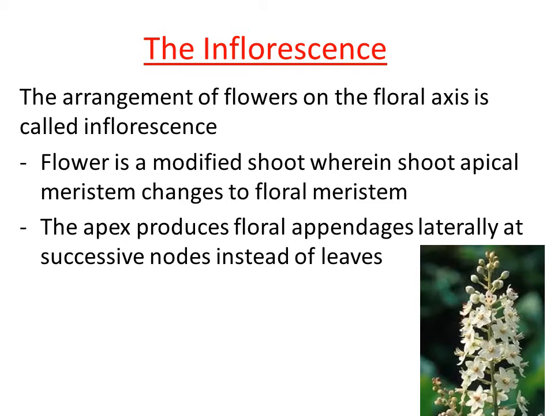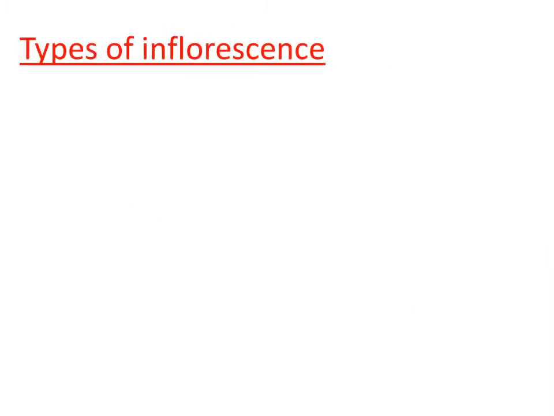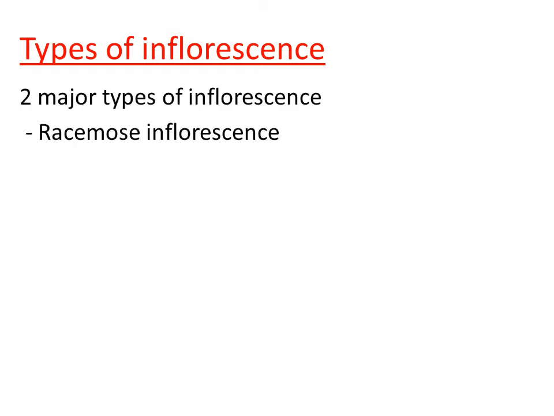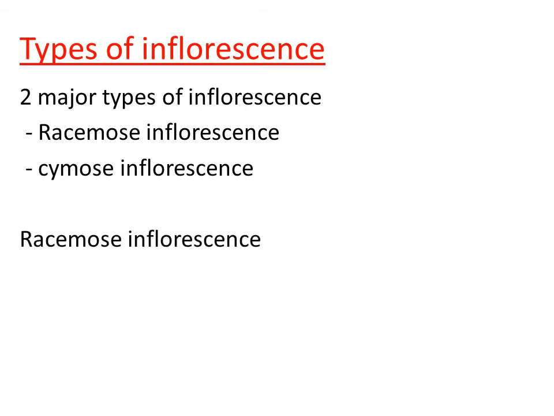So now let us move to the types of inflorescence. Inflorescence is divided into two different types based on how the flower formation takes place on the floral axis. So it is of two major types. The one is racemose inflorescence and another one is cymose inflorescence. So let us study the first one, racemose inflorescence.